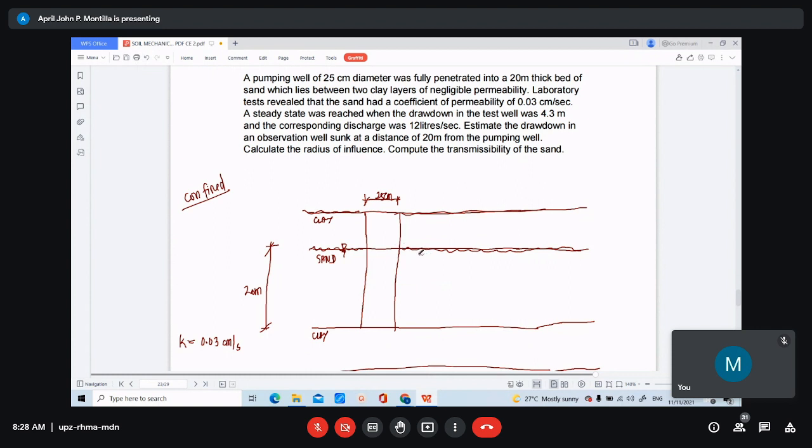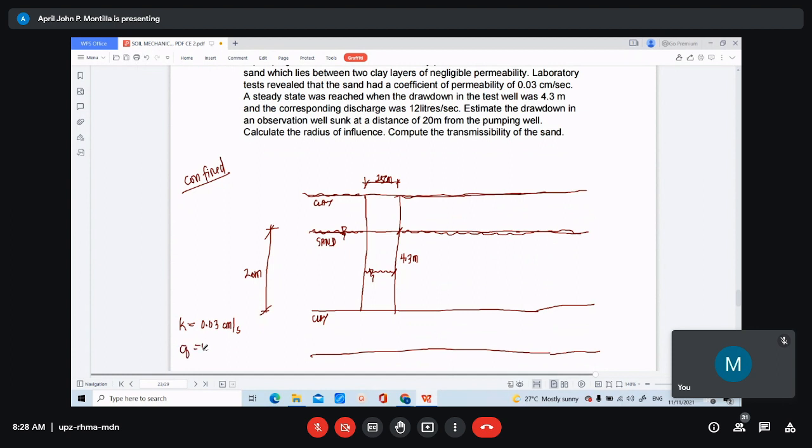Now, kung nandiyan yung water table natin, initially, magkakaroon daw ng drawdown yung test well natin. Nandito na yung level. At yung drawdown dito, that is 4.3 meters. And the corresponding discharge, we have a flow rate. Discharge is 12 liters per second. So mamaya na natin siya i-convert, para maging consistent yung units. The requirement is to estimate the drawdown in an observation well. Meron daw tayong observation well.